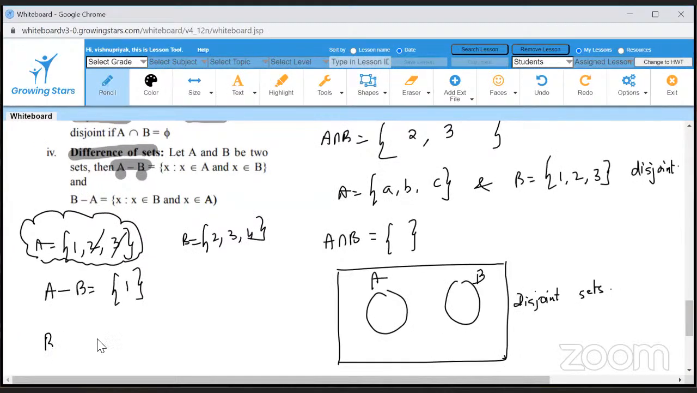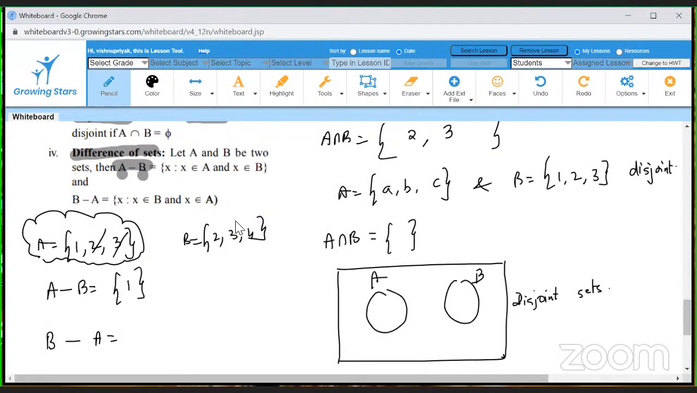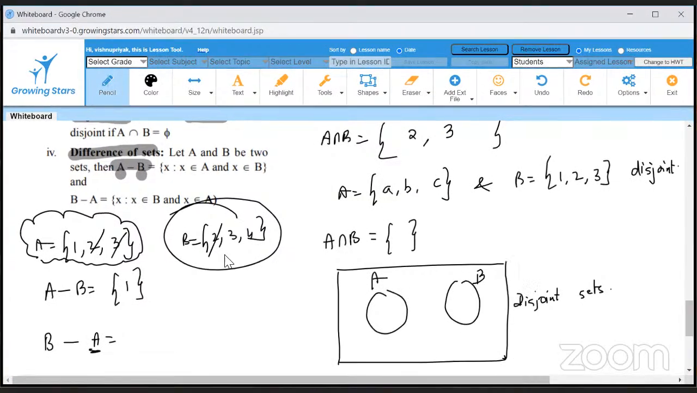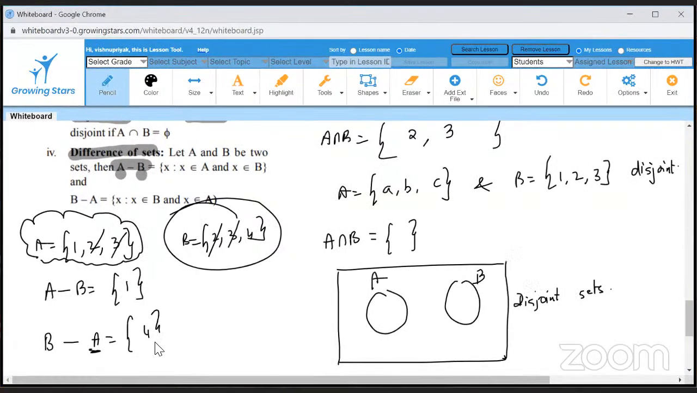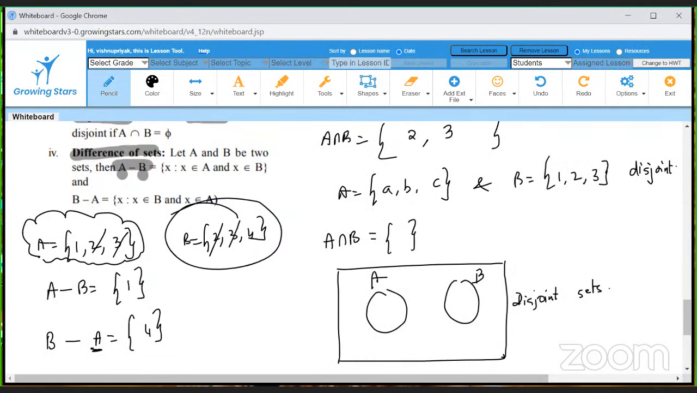Suppose I say B minus A, take the set B. From this you remove the elements of A, 1, 2, 3. 1 is not there, but 2, 3 you can remove. So what is left? 4. This is B minus A. Yes, A minus B, correct, Rakshita. A minus B and B minus A, this is how you will write. Subtraction. Yes, you all are right.